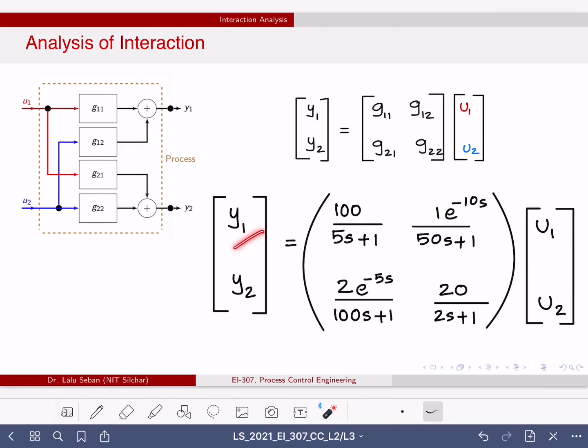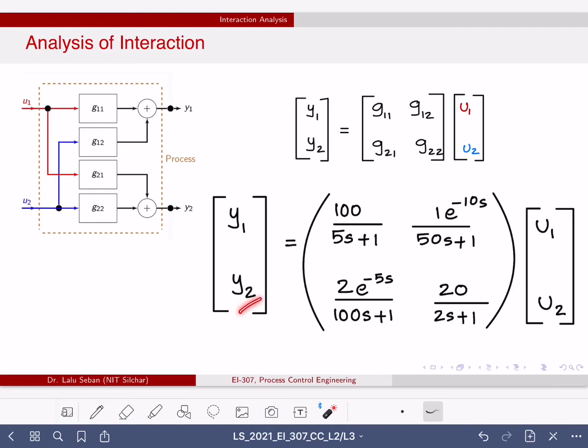And what about Y1 and U2? It's 1 upon 50s plus 1 into e to the power minus 10s. That means it's a first order system with a delay of 10 seconds. So here what do you mean by that? The first one is a first order system with a steady state gain of 100. If we put s equal to 0 for steady state gain, we get a steady state gain of 100 and a time constant of 5. Here the steady state gain is 1 and the time constant is 50, but the problem is that we have a time delay of 10 seconds.